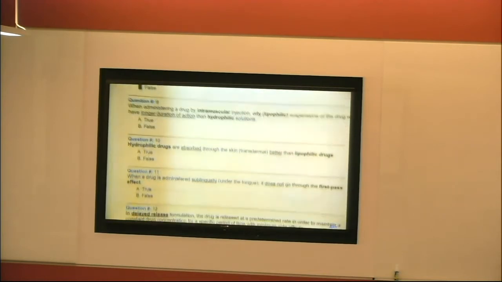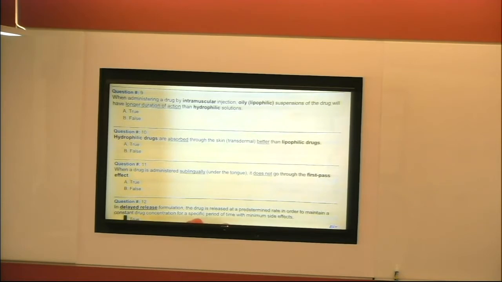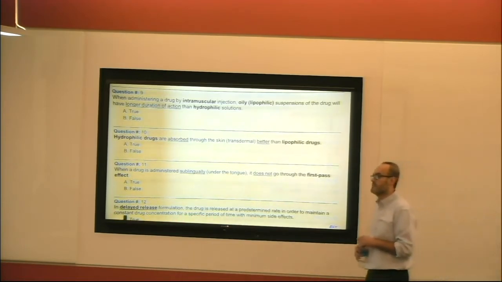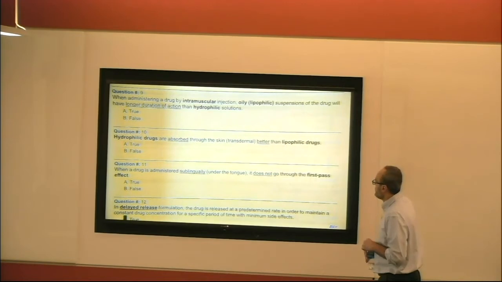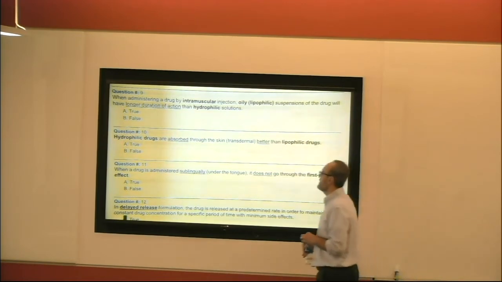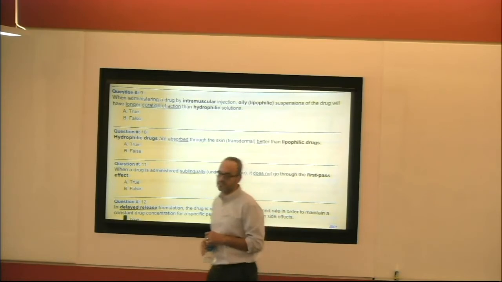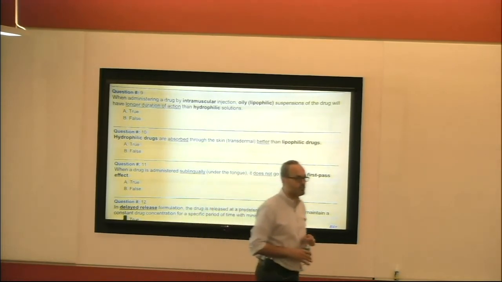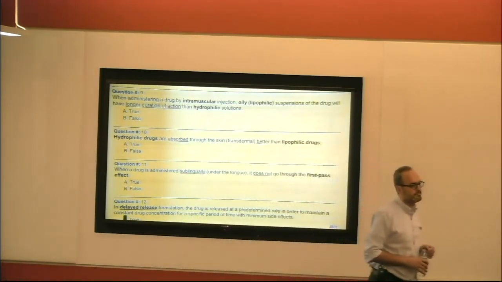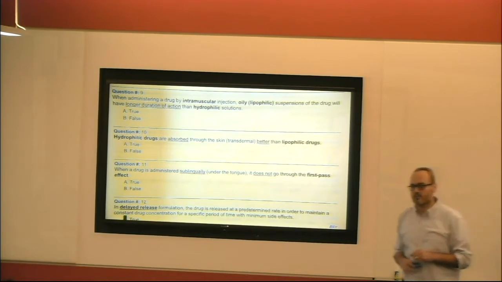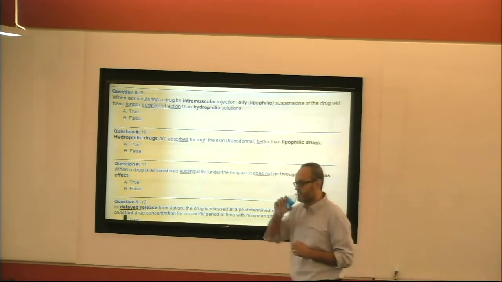Okay, number 9. When administering a drug by intramuscular injection, oily or lipophilic suspensions of the drug will have a longer duration of action than hydrophilic solutions. We all know it's true, but why is that? We're talking about intramuscular injection.